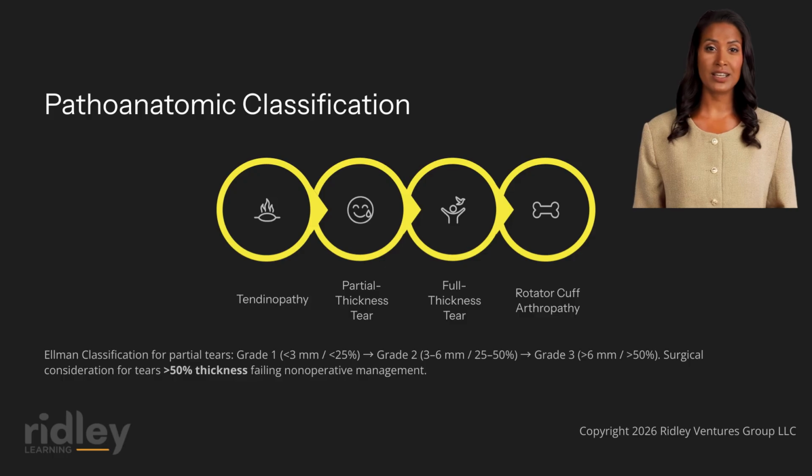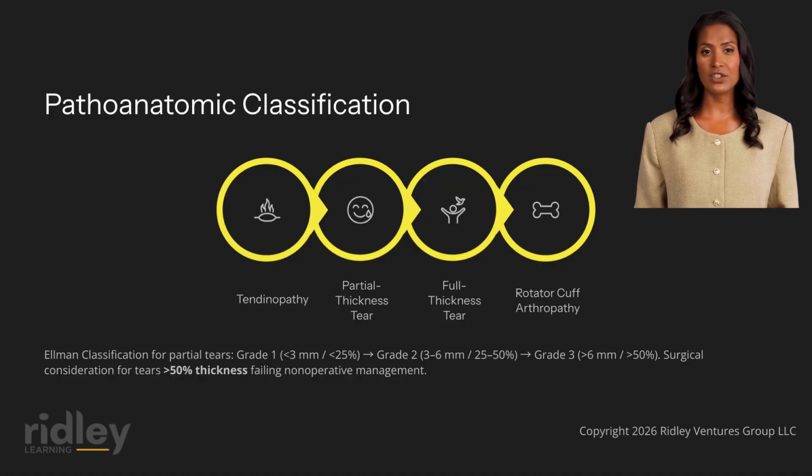This grading matters clinically because management strategies differ based on tear depth. Nearly all partial thickness tears should be managed conservatively at first, with surgical intervention considered for high-grade tears exceeding 50% thickness that fail non-operative management. Full-thickness tears are defined as complete discontinuities of the tendon extending from the articular to the bursal surface, and they may vary in size from small to massive, involving one or more tendons.